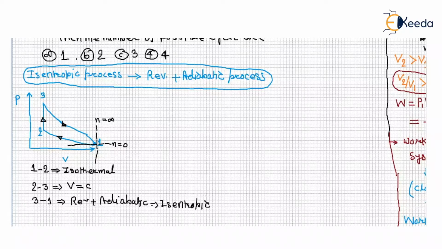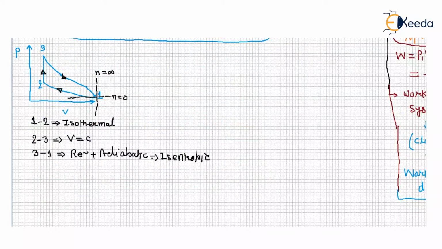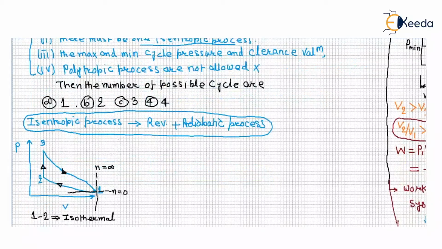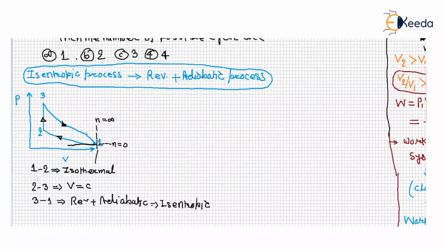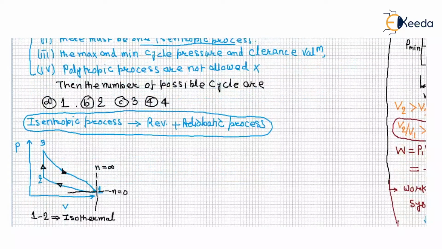Right. See, what is the condition? There must be one isothermal, this is your isothermal 1 to 2. There must be one isentropic, 3 to 1. And the third is your maximum and minimum cycle pressure. This is your maximum pressure, and this is your minimum pressure, right? And this is your clearance volume, VC.